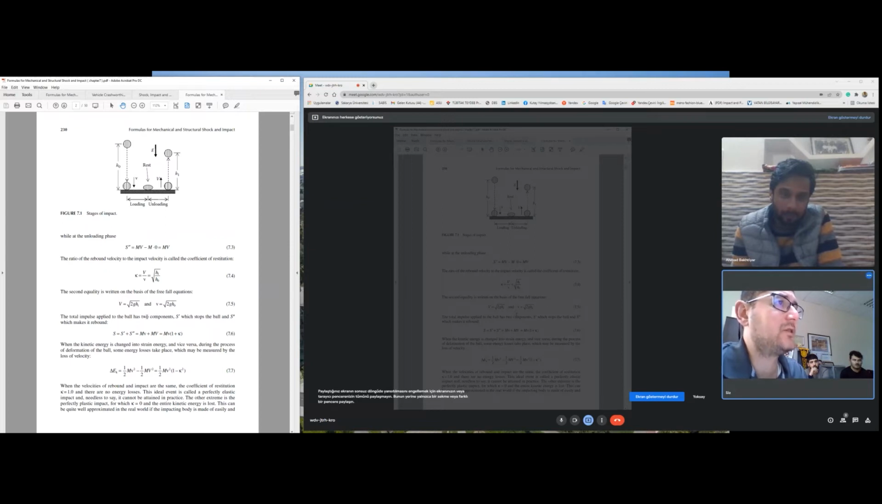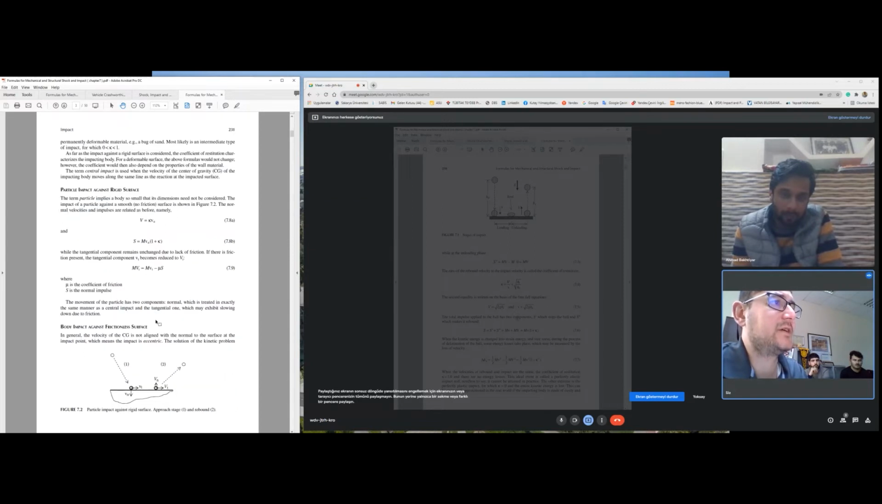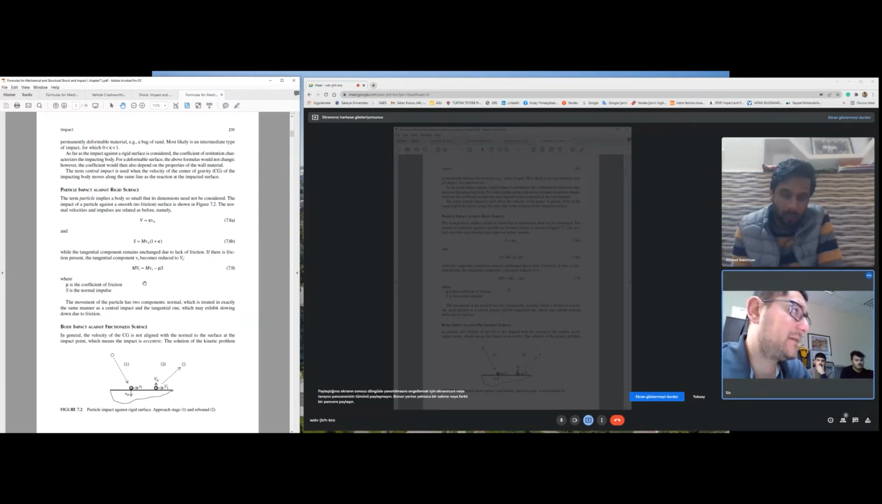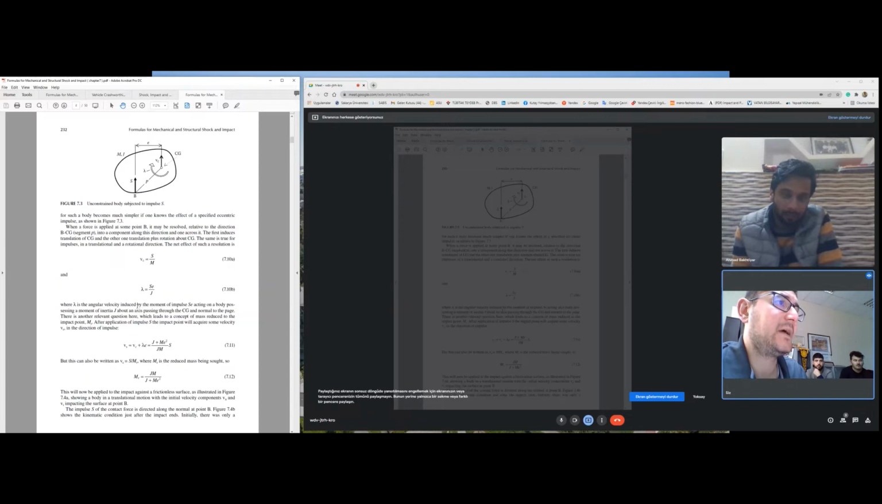NS, also take a look at these equations. Particle impact against a rigid surface. It can give some idea because our structure is not a particle, it is a rigid system initially when considering the dynamics, but not rigid body dynamics. It is changing its shape. Because of that, we have to look at the failure part again. Body impact, frictionless surface, we have got friction.